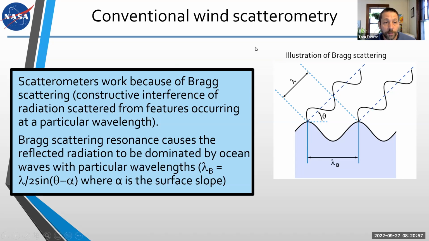Scatterometers work because of Bragg scattering, which is like you send a radar pulse toward the sea surface, and you can get constructive interference of the backscattered radiation when the radiation is scattering off of features of a particular wavelength. And so that causes the returns to be dominated by this Bragg scattering resonance. So the radar is most responding to a particular wavelength on the ocean surface.